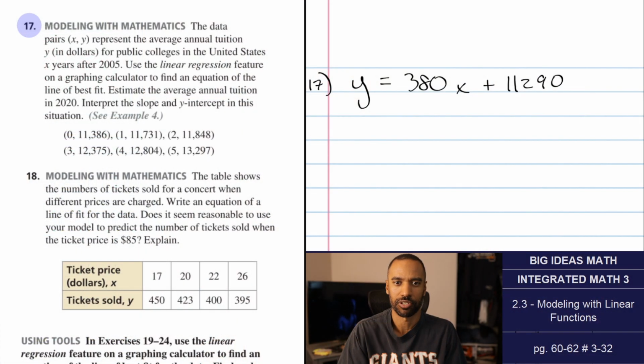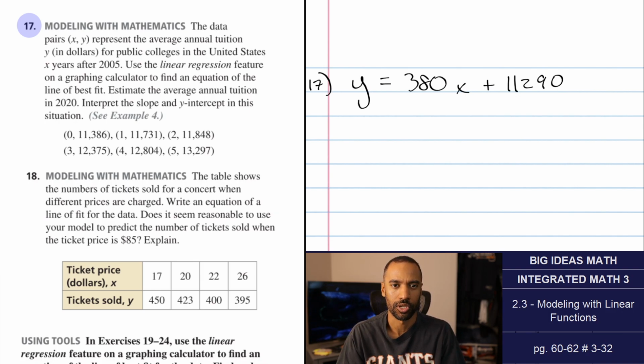Or bad handwriting, basically. So use it to estimate the average annual tuition in 2020, and interpret the slope and y-intercept in the situation. So we never drew a graph on this. I could show you the graph stuff later if I feel like it's pertinent for what we're doing or if they require us to do it. But that's my equation for the situation.